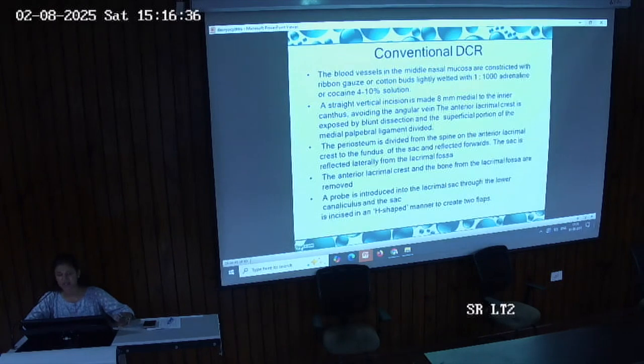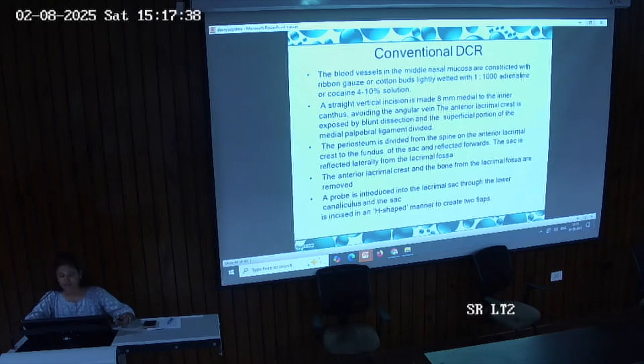Conventional DCR. For conventional DCR, the blood vessels in the middle nasal mucosa are constricted with ribbon gauze or cotton buds, lightly wetted with 1:1000 adrenaline or cocaine 4 to 10% solution. A straight vertical incision is made 8 mm medial to the inner canthus, avoiding the angular vein. The anterior lacrimal crest is exposed by blunt dissection and the superficial portion of the medial palpebral ligament is divided.